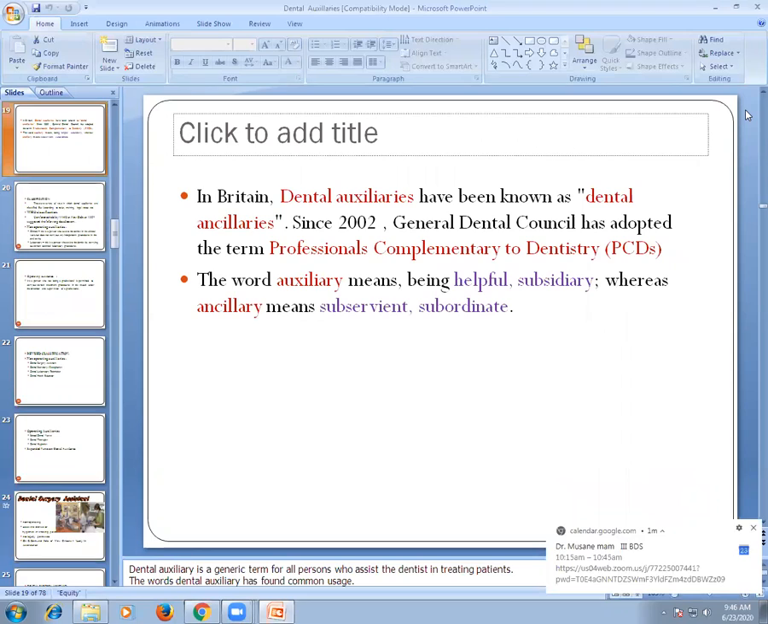In Britain, dental auxiliaries have been known as such since 2002. The General Dental Council has adopted the term professionals complementary to dentistry. The word auxiliary means being helpful, subsidiary, whereas ancillary means subservient, subordinate.